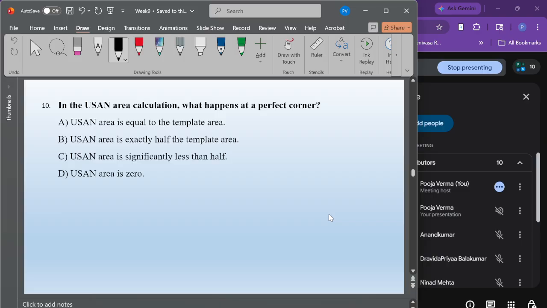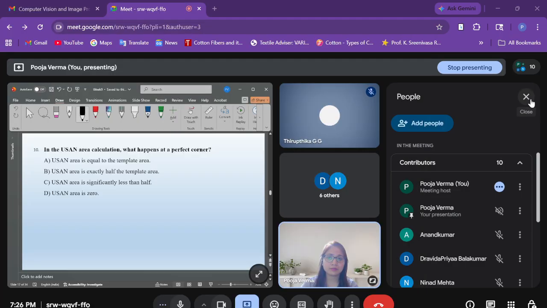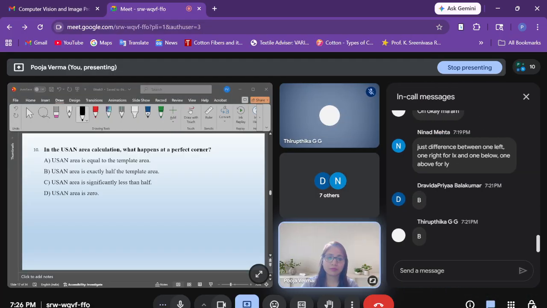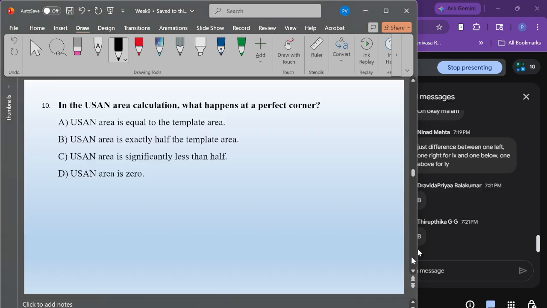Option A, USAN area is equal to the template area. Option B, area is exactly half of the template area. Option C, area is significantly less than half. Or option D, area is zero. Which option can be a correct one? Anyone?